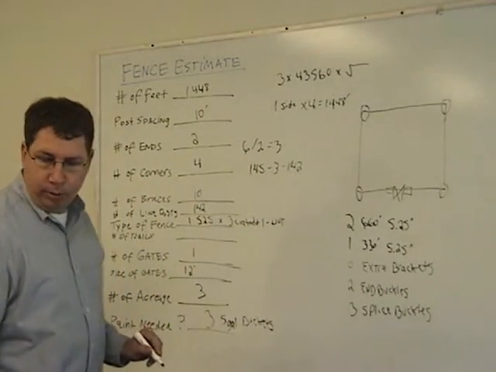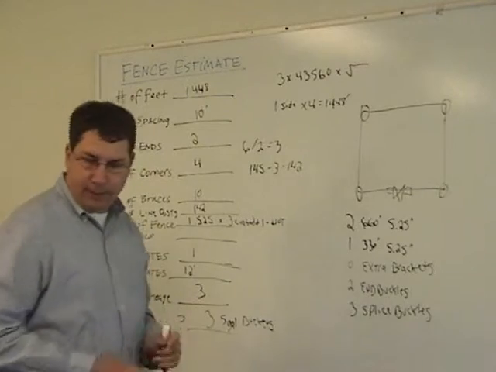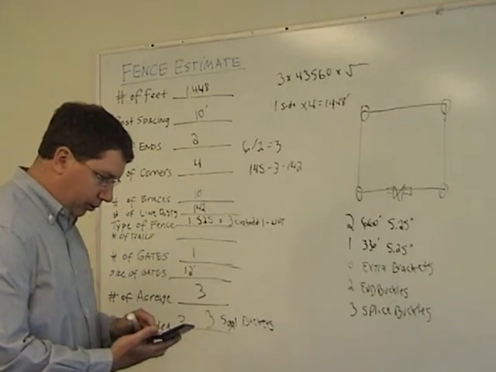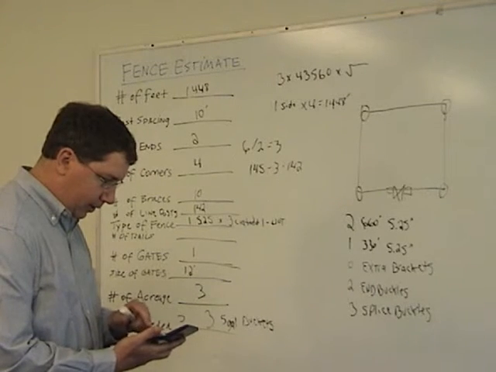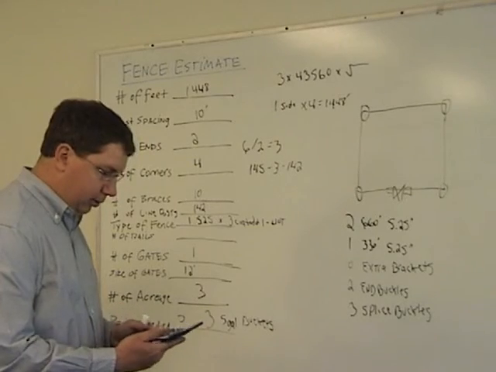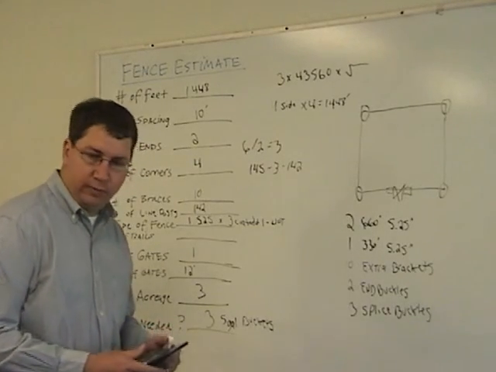I need to figure my spoolers. I've got 1,448 feet, and I need a spooler every 330 feet, so I go 1,448 divided by 330, which equals about 5 spoolers for that stretch.